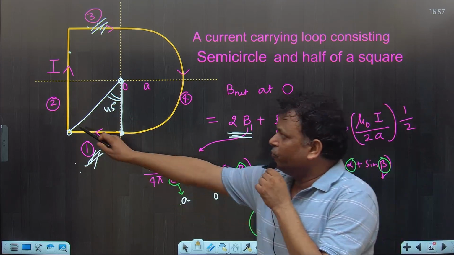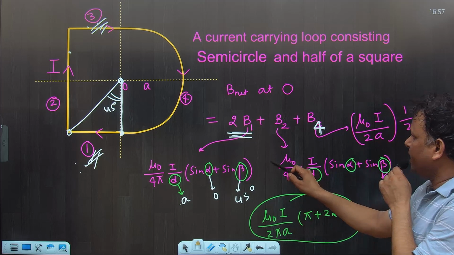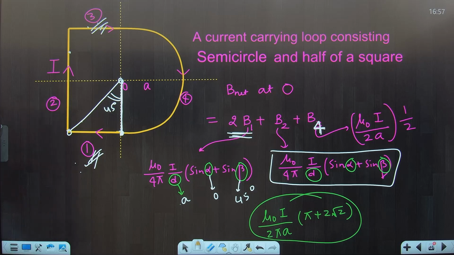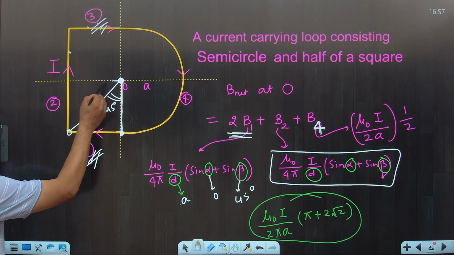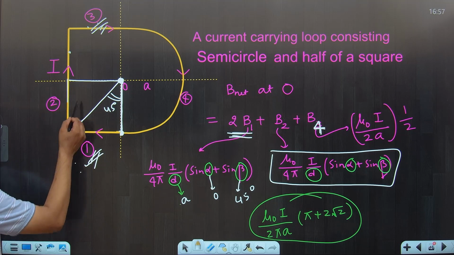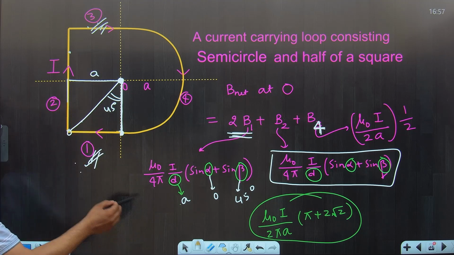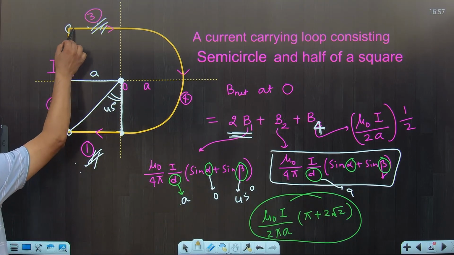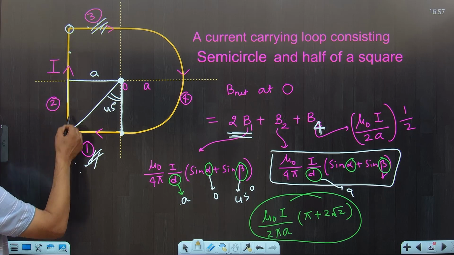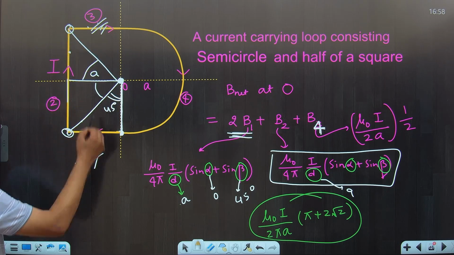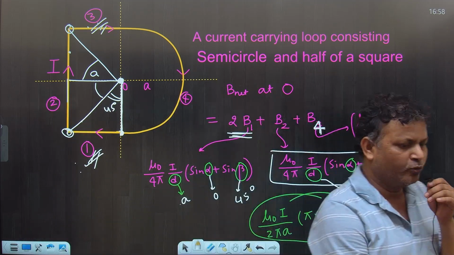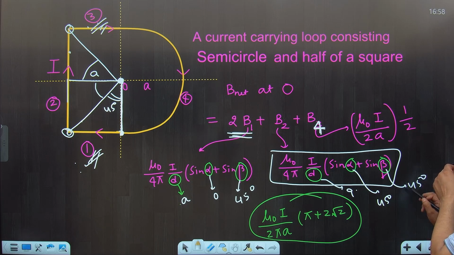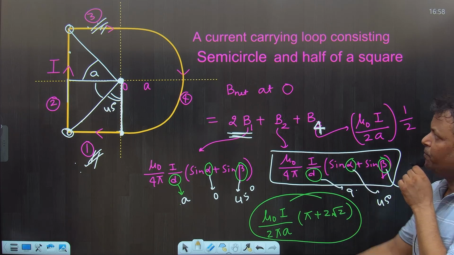What about B2, right? For B2, we again write the formula. What is D here? The rule says you draw a perpendicular from this point to the length of the conductor. This is A. So D will be A here. And what will be alpha and beta? You see there are two ends. These two ends are making angles of 45 degrees and 45 degrees at the center. So alpha and beta are both 45 degrees. So you have calculated B2. What about B4?